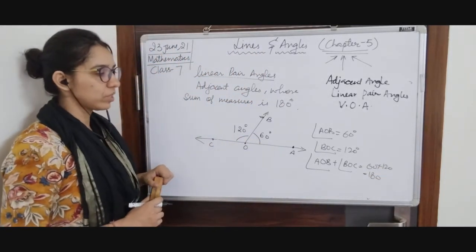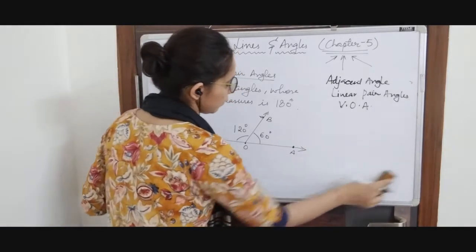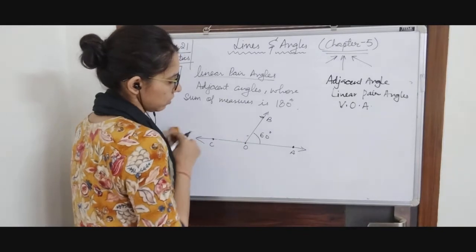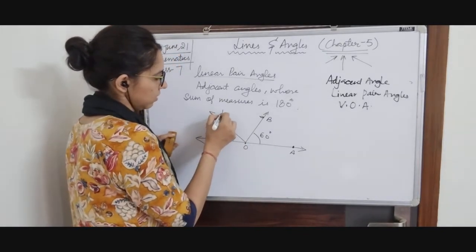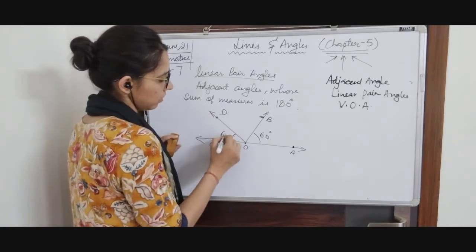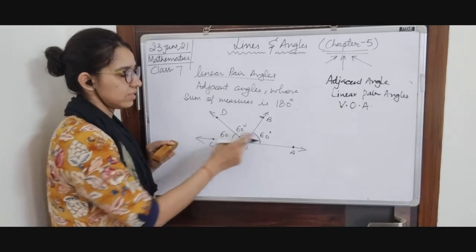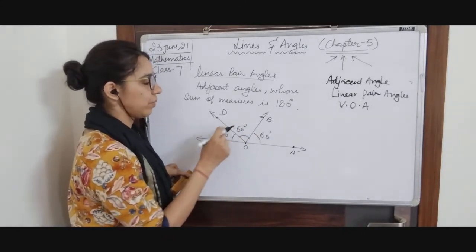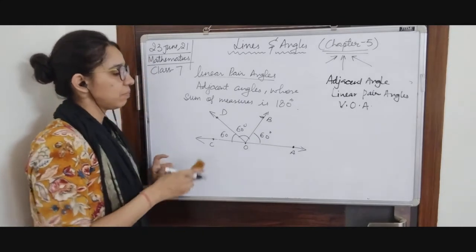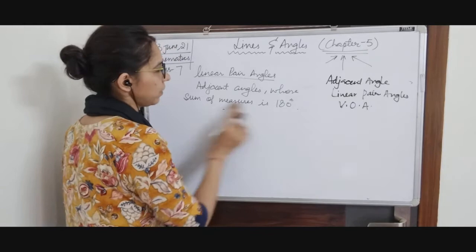We can have more than two angles in a linear pair. Suppose we have another angle, C, D. This is 60, this is also 60. So these are all adjacent angles. This is adjacent to this, which is adjacent to this, and the sum of them is 180. So they are linear pair angles. These three angles are forming a linear pair.